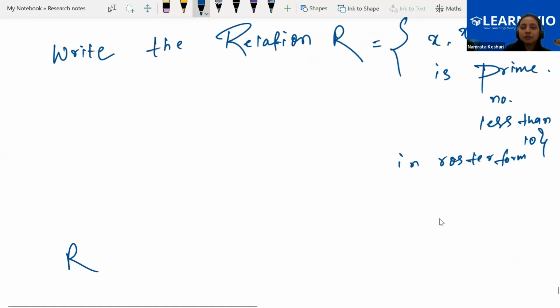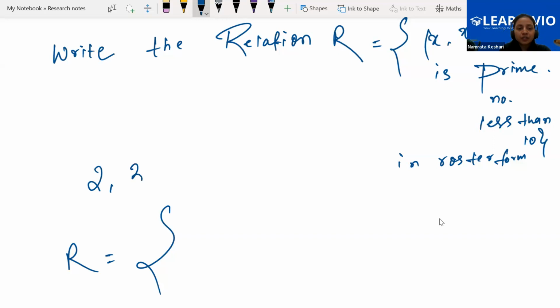Let's write it. R will have the element x cube, where x is what? Prime number less than 10. Let's make the list of prime numbers less than 10. Can you tell me what will be the first prime number? 2. Next, 3. Next, 5, then 7, perfect. Next, 9? 9 is not a prime number. 11? No, less than 10. So that's it, we are done, right?